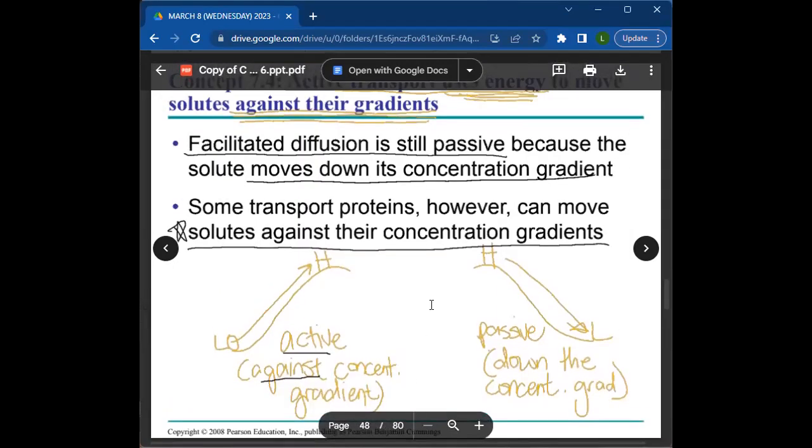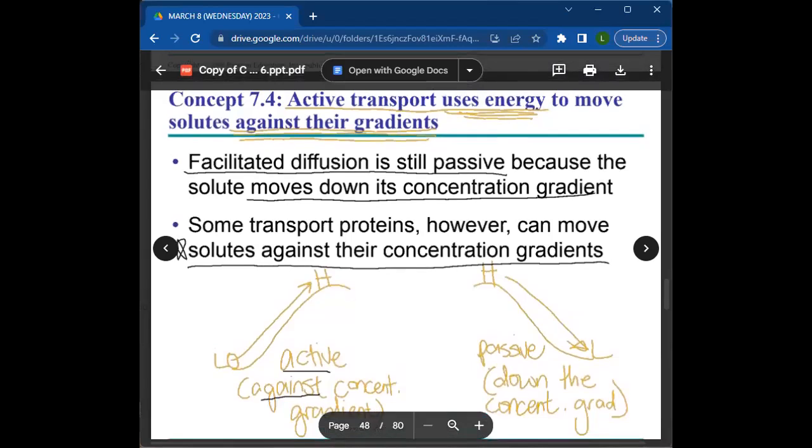All right, now let's take a look at active transport. So active transport is going against the concentration gradient. In other words, going from low concentration to high concentration. You can think about this as going uphill, going up the gradient instead of going down the gradient. And if you're going uphill, you're going to have to input a lot of energy. It takes a lot of energy. And so this is why it's considered active. Moving against the concentration gradient is active transport.